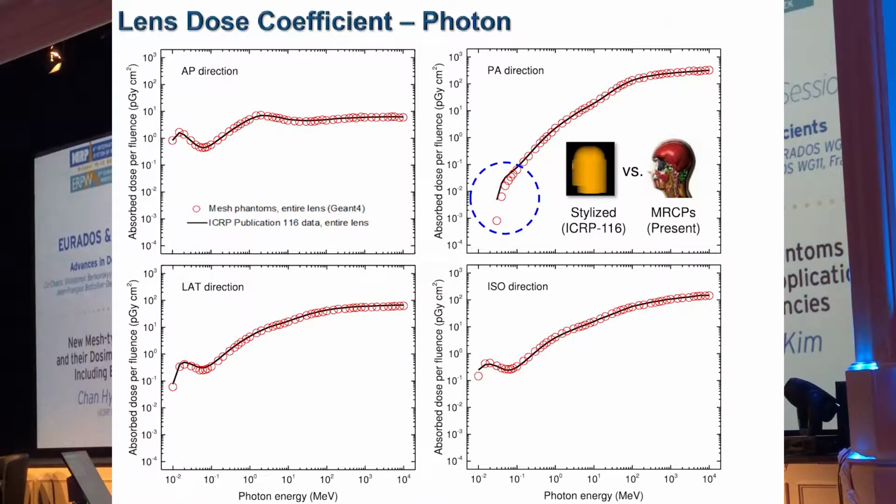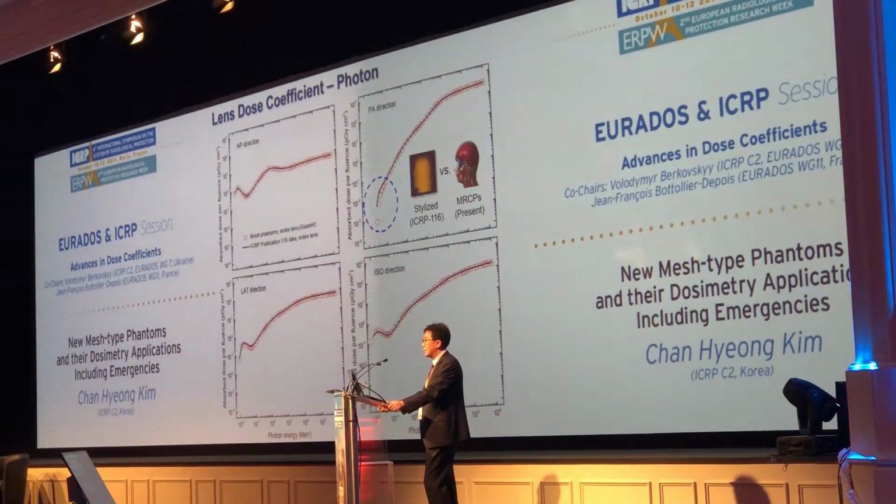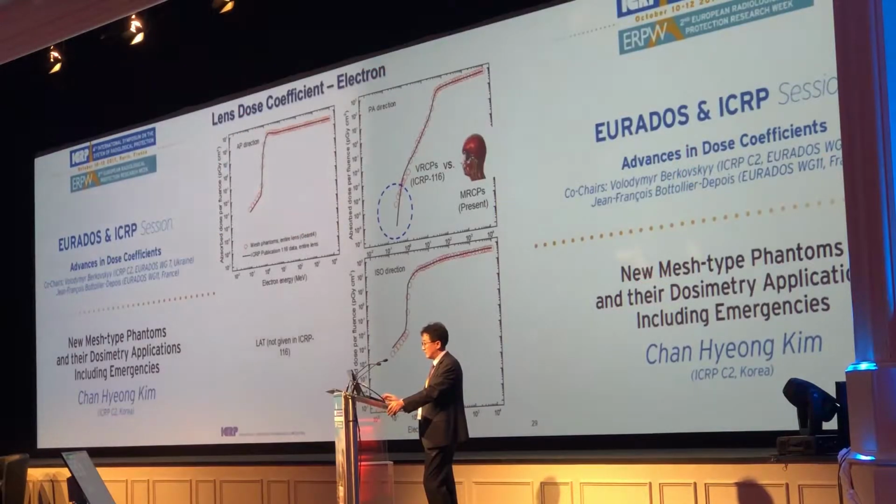This slide shows the lens dose coefficient for photon, and here you can see there is not much difference for AP direction, LAT direction, or ISO. For PA direction, there is some difference when the energy is very low, but this is not really important in radiation protection. This slide shows the lens dose coefficient for electron, and again we see a similar result except for the PA direction and low energy. Again, this is not really important.